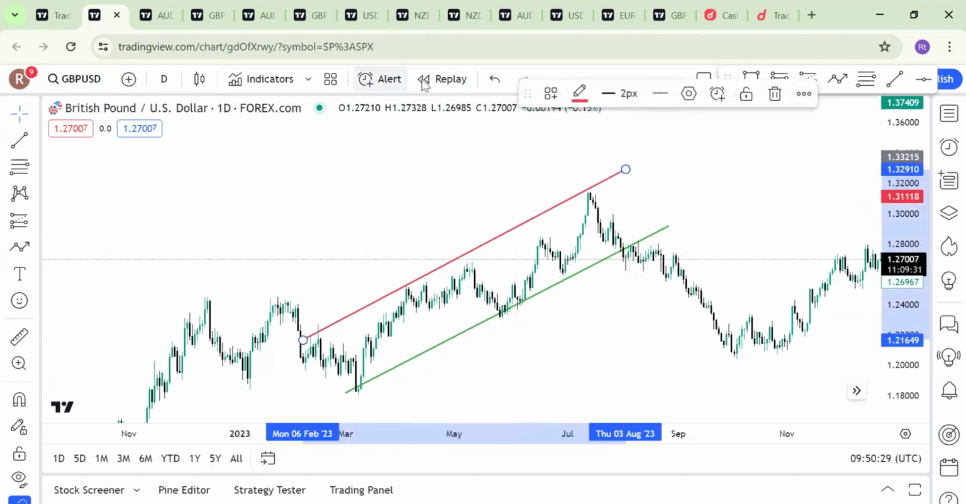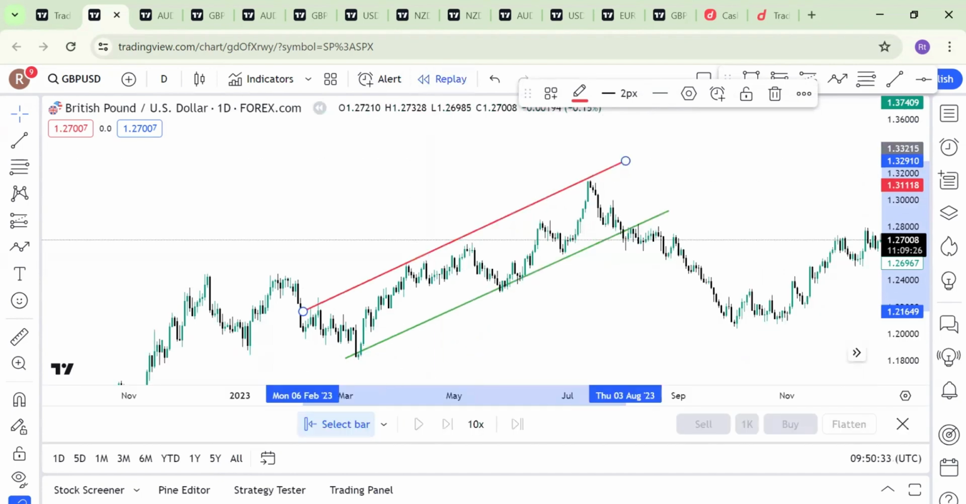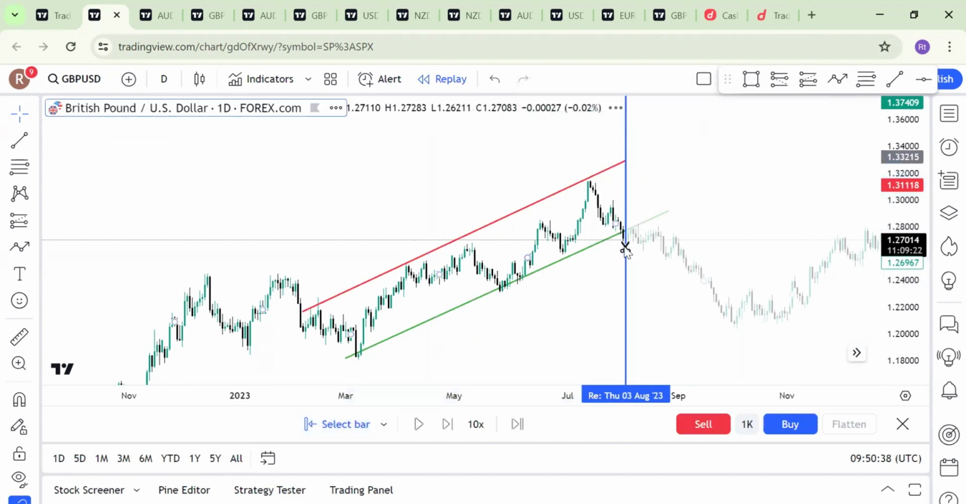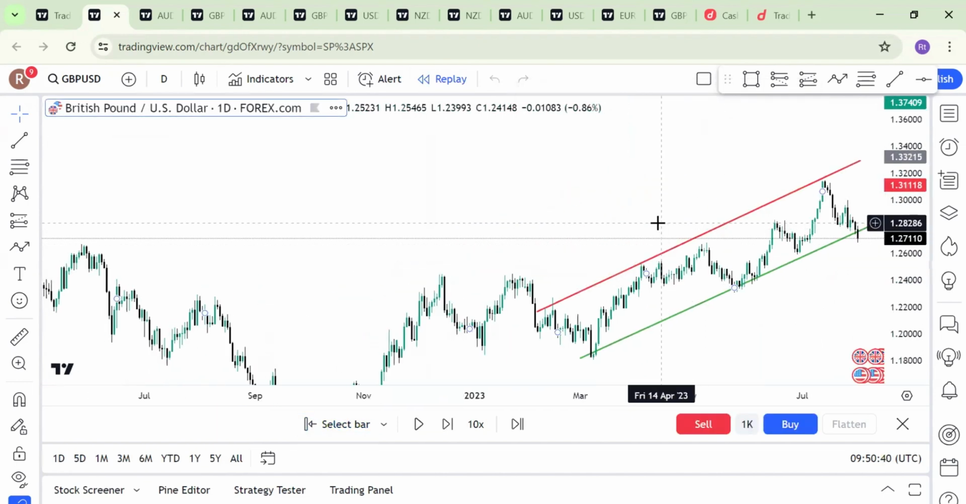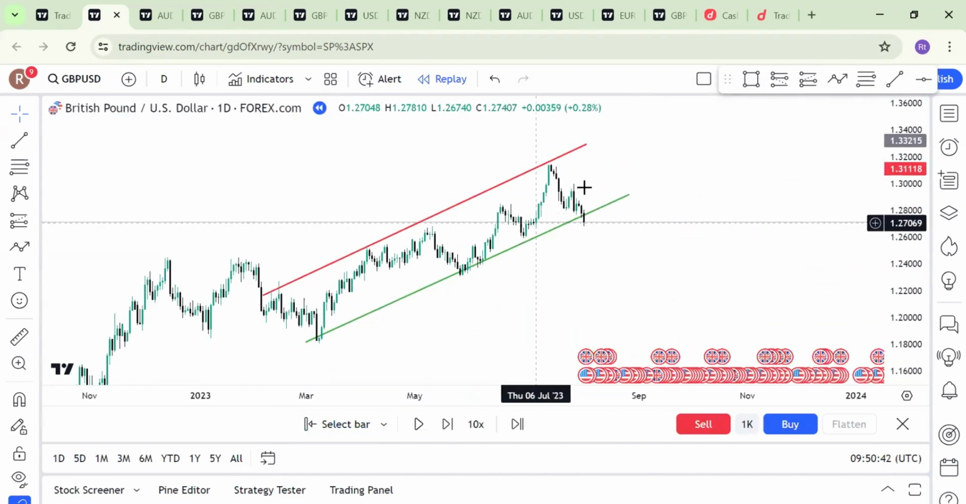Let's say, for instance, I want to show you something so that you will see what I'm talking about. Assuming I enter the market, and after drawing this, this is what I found, okay? Let's say this is what I found.